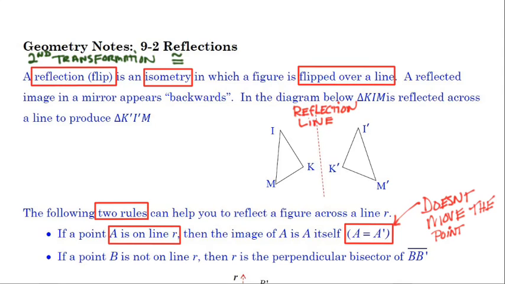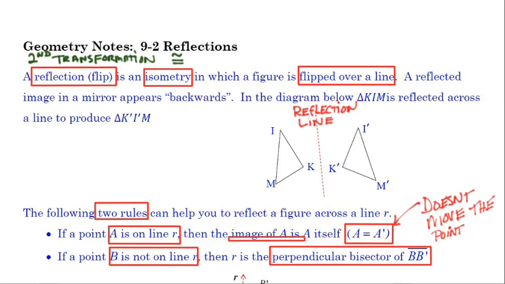So you can imagine if there's a point up here that was actually on the line and I reflected it, it would just stay right there. It's not going to go anywhere. The one that's a little trickier is if I'm not on the line, then R becomes the perpendicular bisector. So what that looks like is if we connect points up above, M and M prime, that reflection line has to be the perpendicular bisector. And that's going to allow us to find points when we're missing them. All right, so that's our piece for reflections.